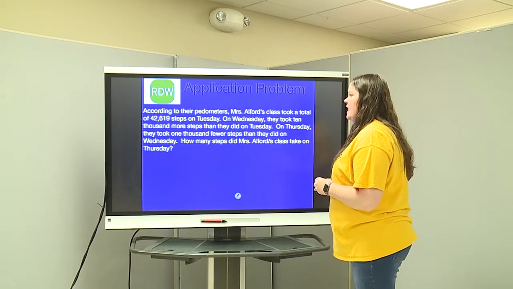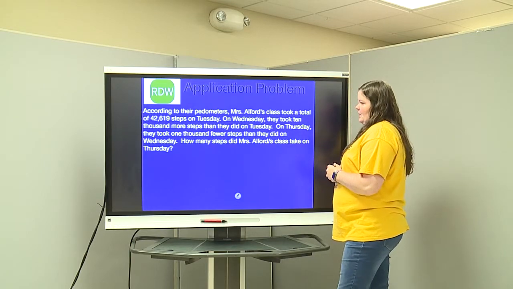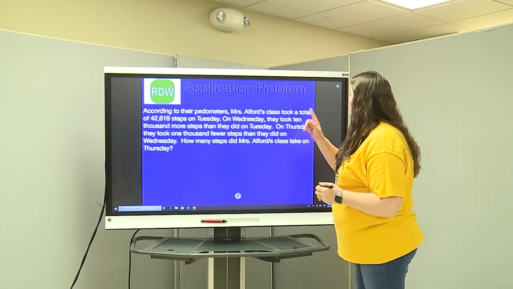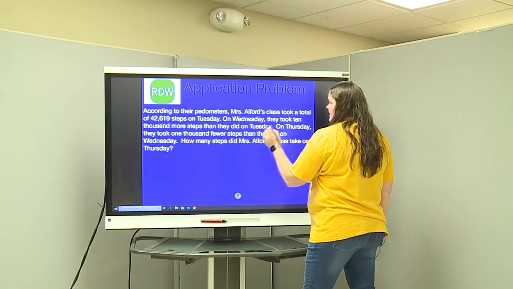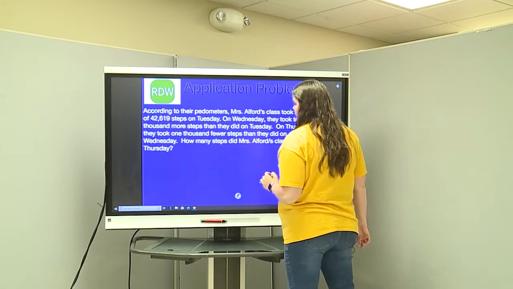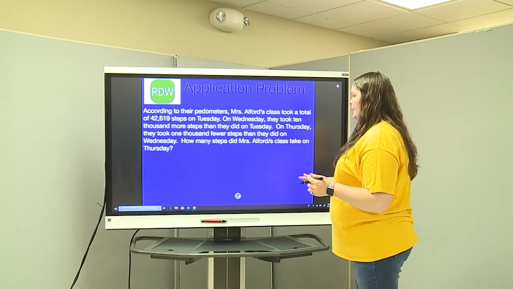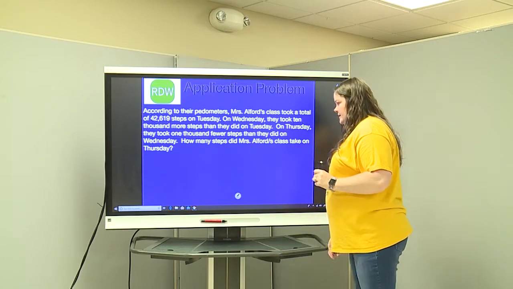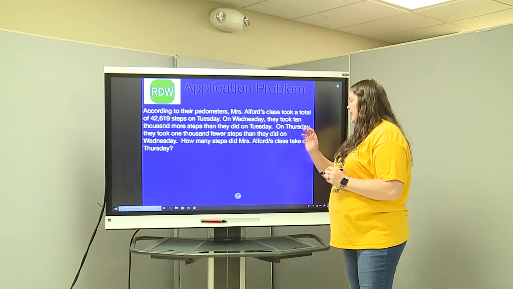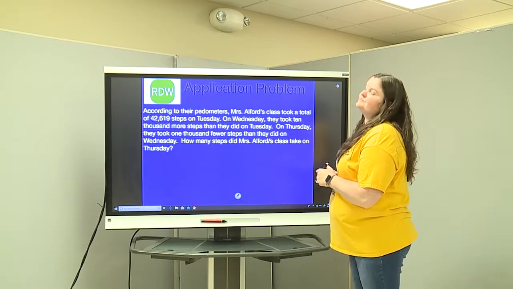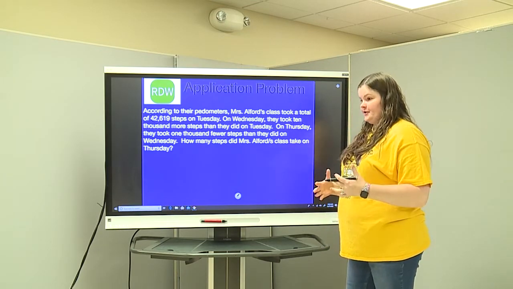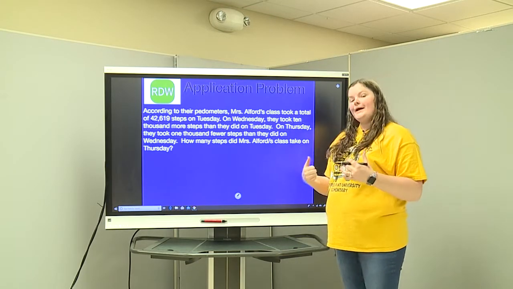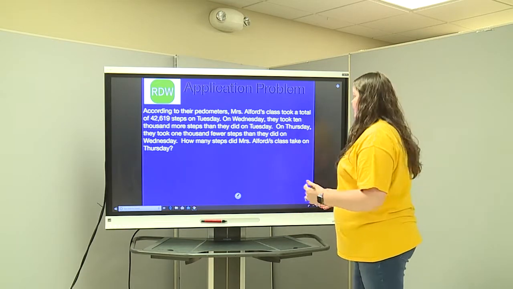It says, according to their pedometers, Miss Alfred's class took a total of 42,619 steps on Tuesday. On Wednesday, they took 10,000 more steps than they did on Tuesday. And then on Thursday, they took 1,000 fewer than they did on Wednesday. How many steps did Miss Alfred's class take on Thursday? So before we can get to Thursday, we know Tuesday, we need to figure out what Wednesday was in order to figure out Thursday.